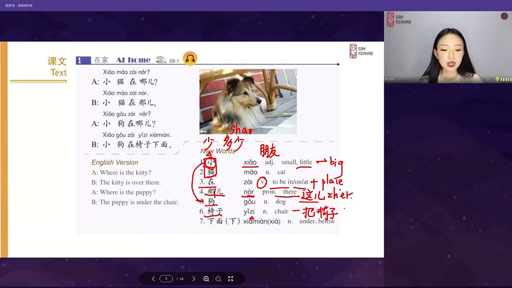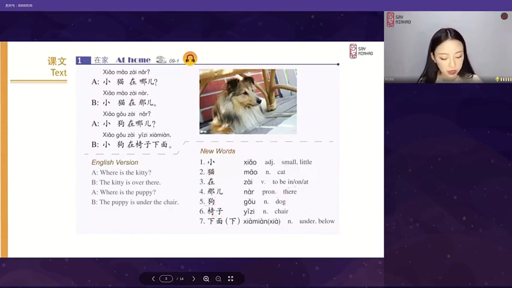Then it is 一把椅子, okay? 一把椅子. 把 is the measure word for chair, okay? 一把椅子.